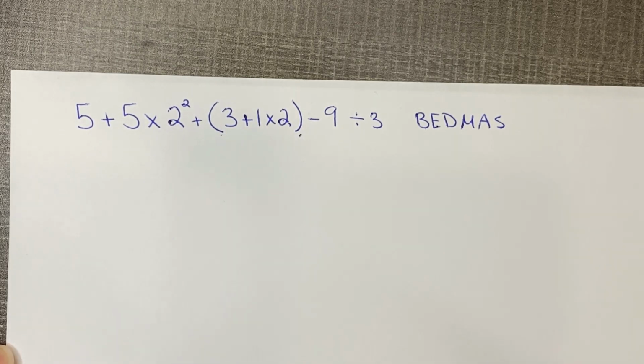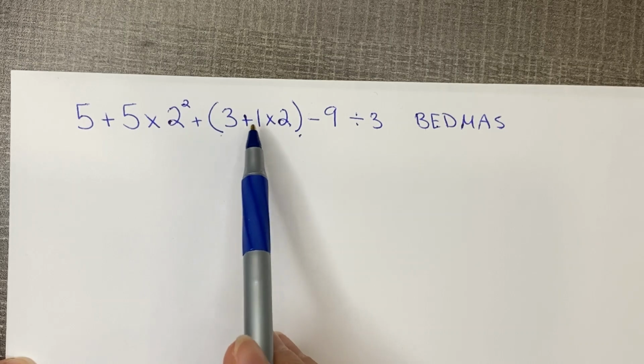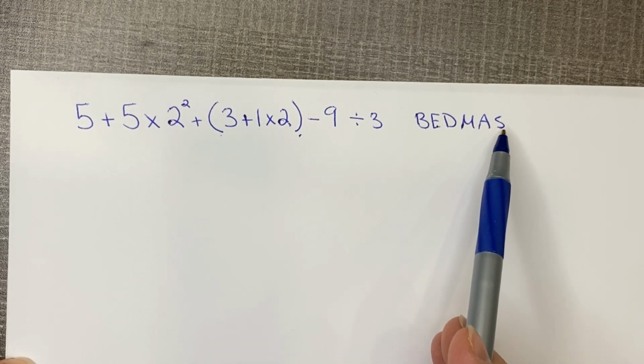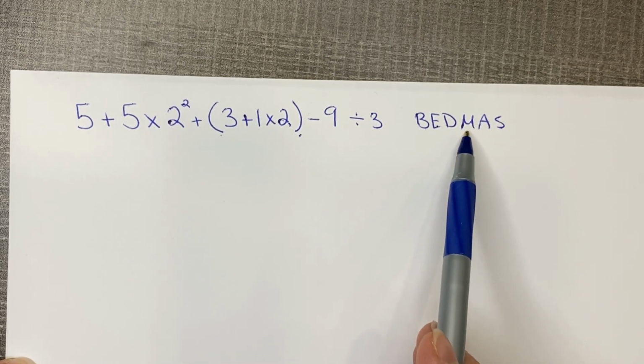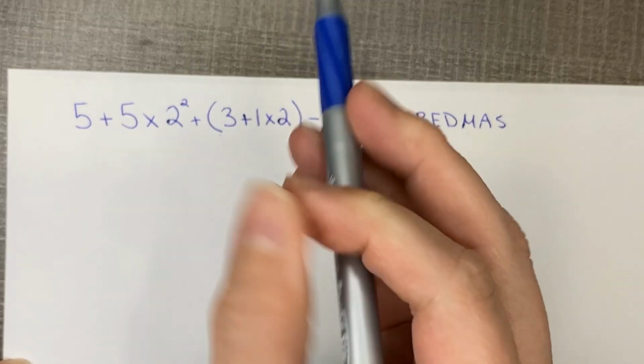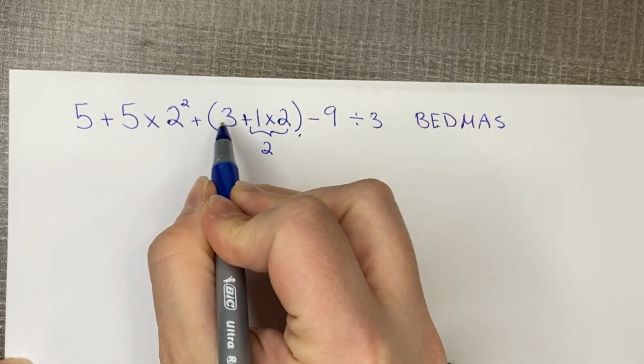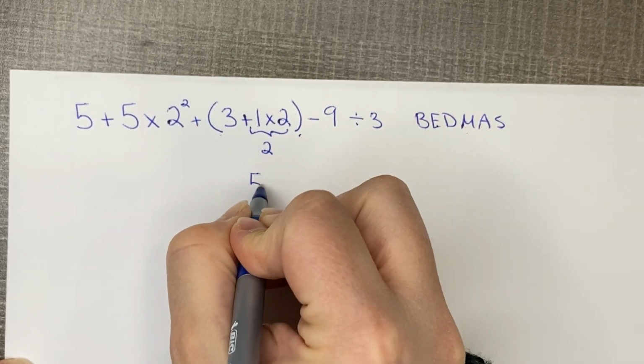And even when solving the numbers that are inside a bracket, you have to still follow BEDMAS, meaning you cannot start by adding the 3 and the 1 because addition and subtraction come after multiplication. So in fact, we're first going to multiply the 1 and the 2, and that's going to give us 2. And 3 plus 2 is 5.